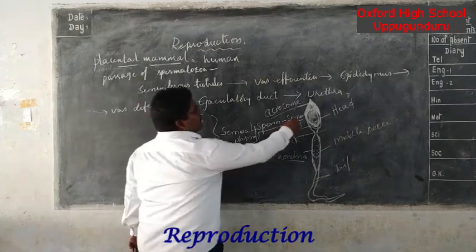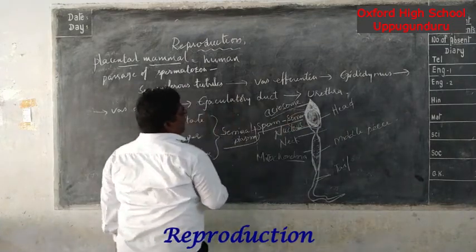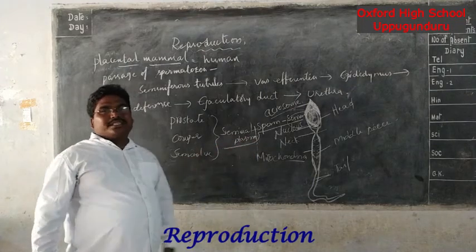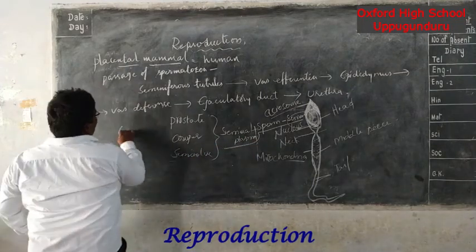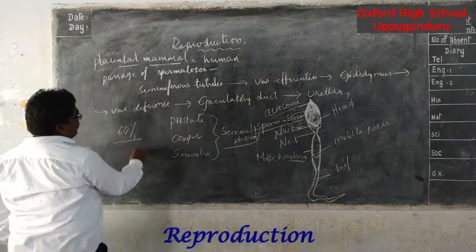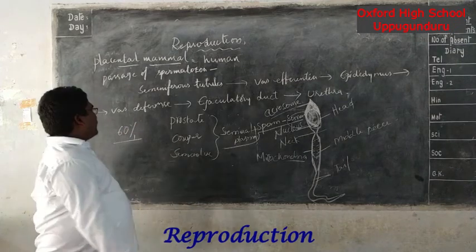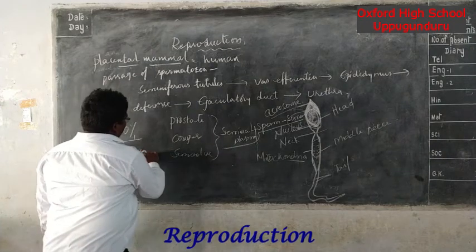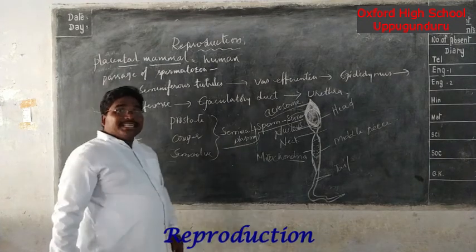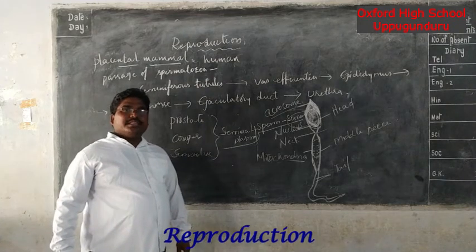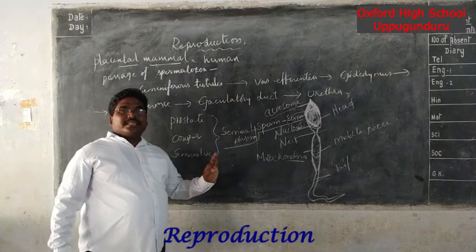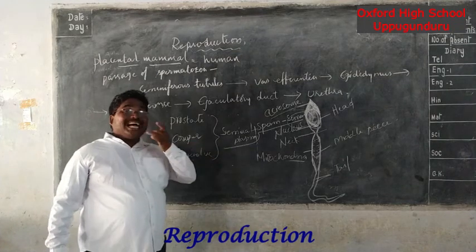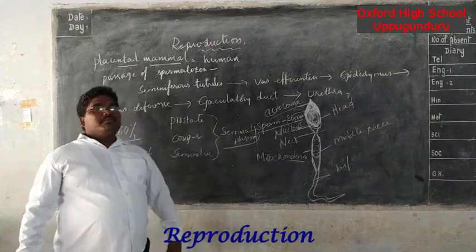Sending out these sperms to the outside is called ejaculation. Normally 60% of the sperms have normal shape and size, and 40% of sperms have vigorous motility.